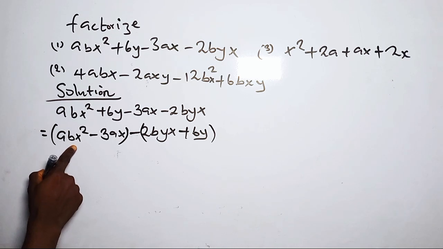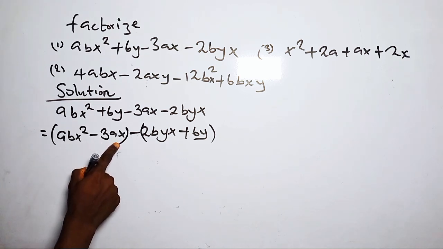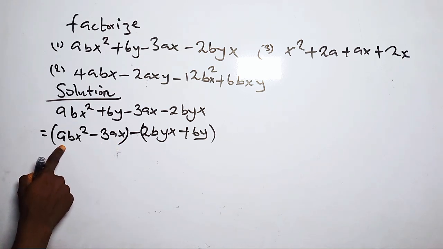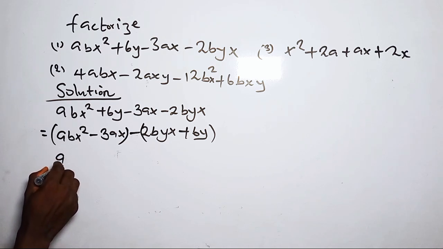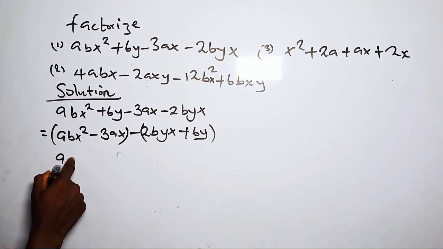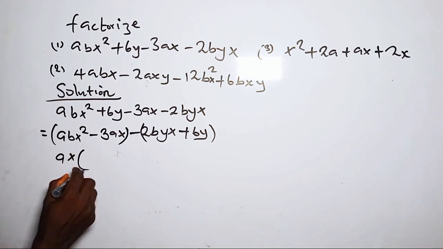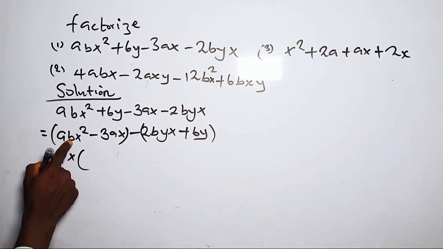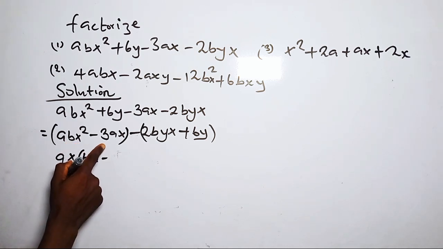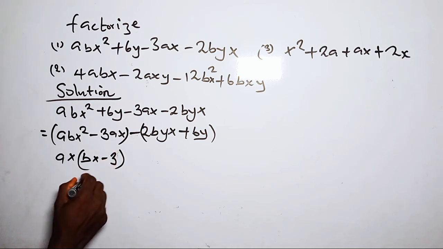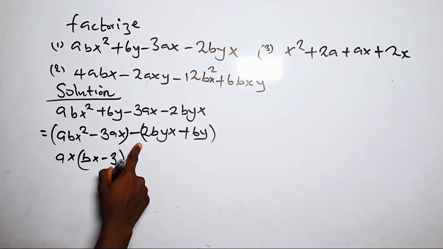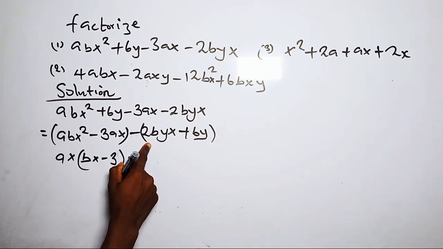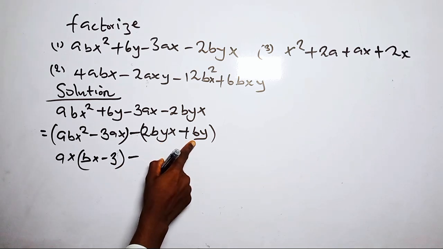So for abx squared minus 3ax, in the brackets here we have a as a common factor. Okay, we have x as a common factor. You can bring it out. Okay, so what do we have left? We have here b, we have x, okay, minus here we have 3. Okay, so when we look at this, we have minus 2byx plus 6y.